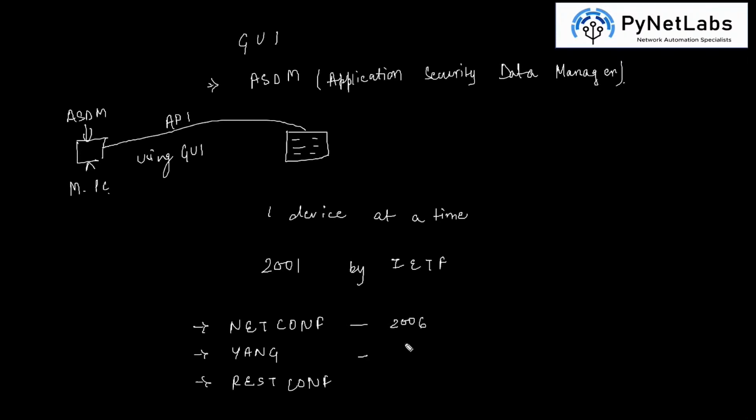Now, NETCONF was launched in 2006. Then YANG was there in 2010. Then RESTCONF was there in 2017. Now we can use these using Python. The language Python can be used in order to make changes on multiple devices at the same point of time using these protocols. You understand how this works? Let me know if you have any doubt till now or if you find something difficult to understand.